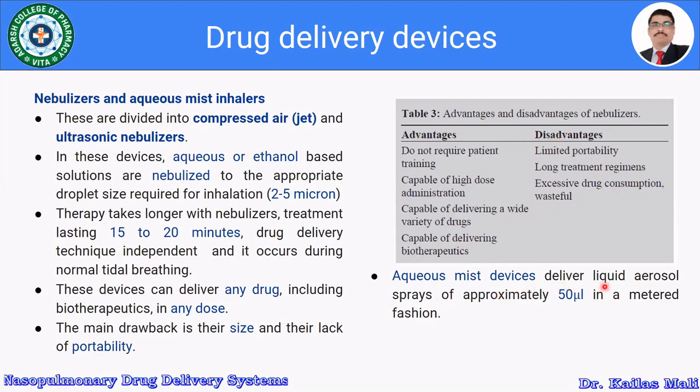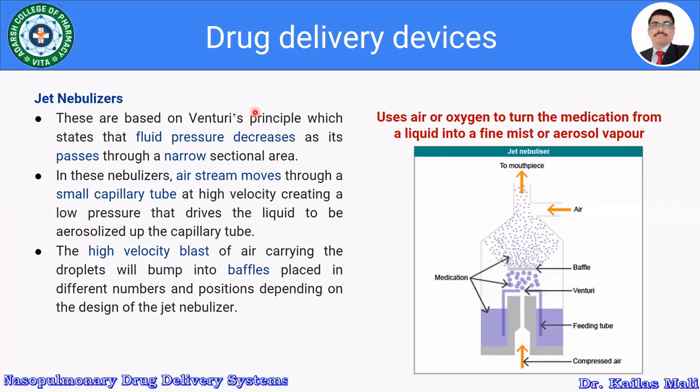Aqueous mist devices deliver a liquid aerosol spray of approximately 50 microliters in a metered fashion. Let us move towards the nebulizer types, that is the compressed air jet nebulizer and the ultrasonic nebulizer. Let us see the jet nebulizers. Jet nebulizers are based on the Venturi principle, which states that fluid pressure decreases as it passes through a narrow sectional area. Look at the figure. This is the diagrammatic representation of the jet nebulizer.